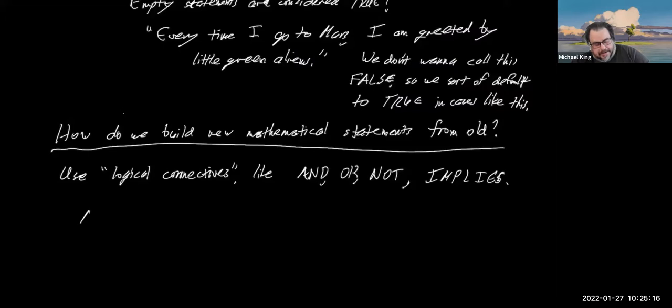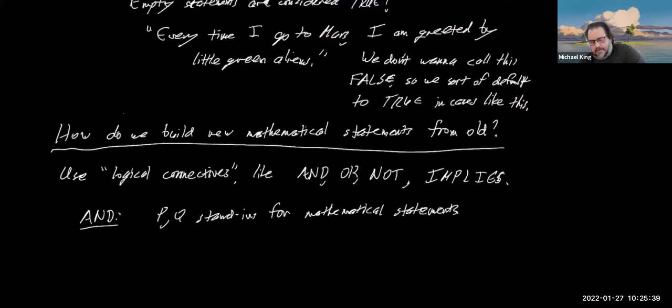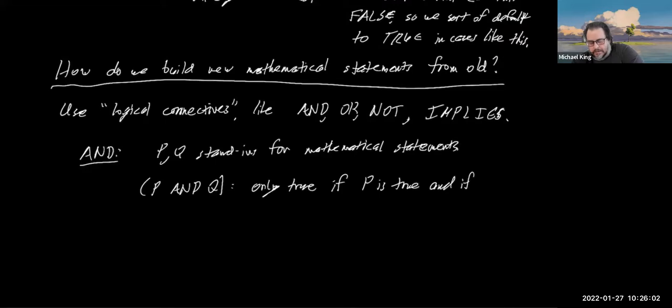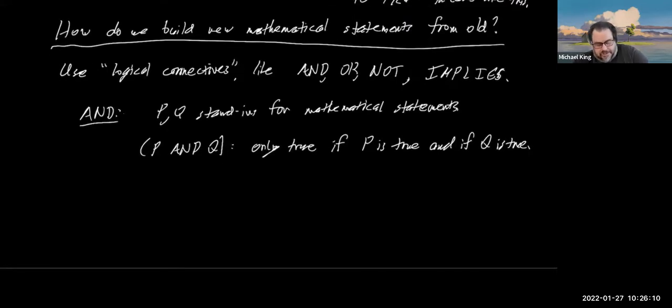So, and. What I'm going to do a lot here is have P and Q as stand-ins for mathematical statements. So we have P, and we can think about P and Q, which is only true if P is true and if Q is true, right? That's not exactly hard to think about.